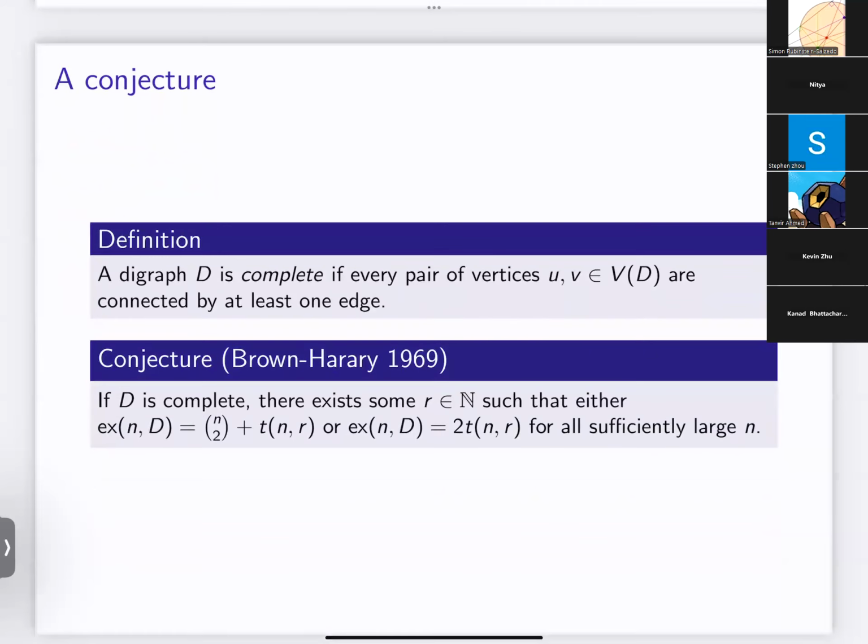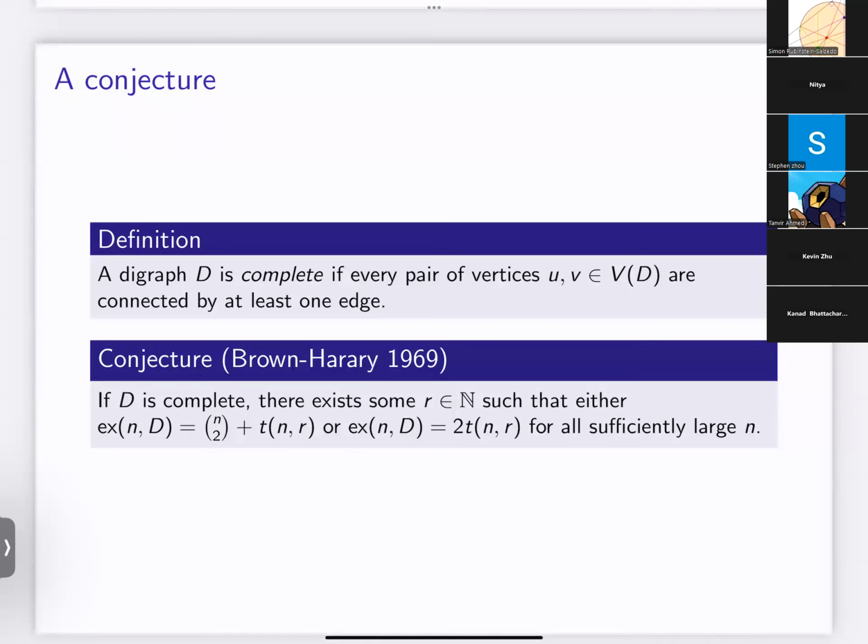Now, Brown and Harary also posed a conjecture. One thing that's interesting about directed graphs is that there are lots and lots of complete graphs. So what do I mean by complete? There are lots of directed graphs where between every pair of vertices, there's at least one edge. There might be one, there might be two, we don't know which way it points, but tournaments have exactly one edge, and fully complete digraphs have exactly two edges, and there's a lot in the middle.